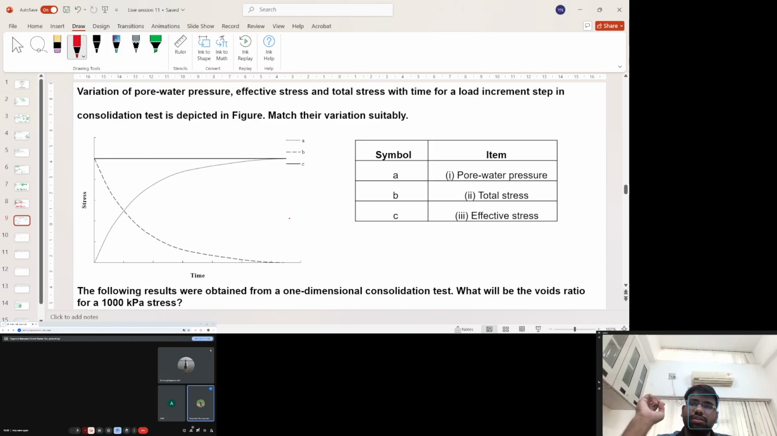Coming to the next question, variation of pore water pressure, effective stress and total stress with time for the load increment step in a consolidation test is depicted in the figure. Match their variation suitably. So for a particular increment of load, they have plotted the variation in pore water pressure, effective stress and total stress. So we have to identify which curve corresponds to which property.